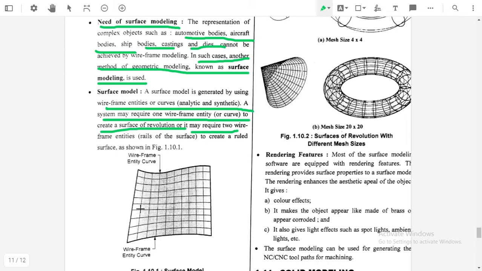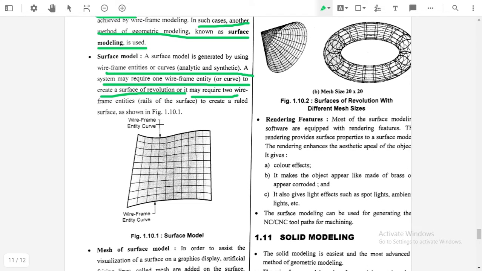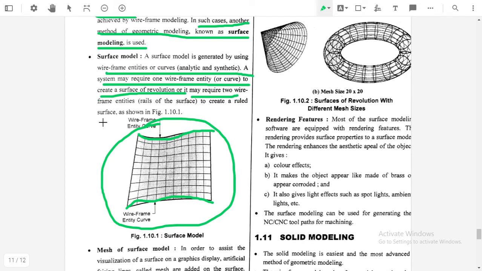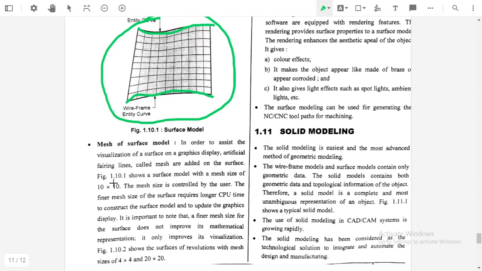Okay, if we see this diagram, this is one wireframe entity, a curve, and this is the second wireframe entity, also a curve. By bounding these two curves we can obtain the surface model. Means when these two entities are bound together, we will obtain the surface model. Okay, now the mesh of the surface model.